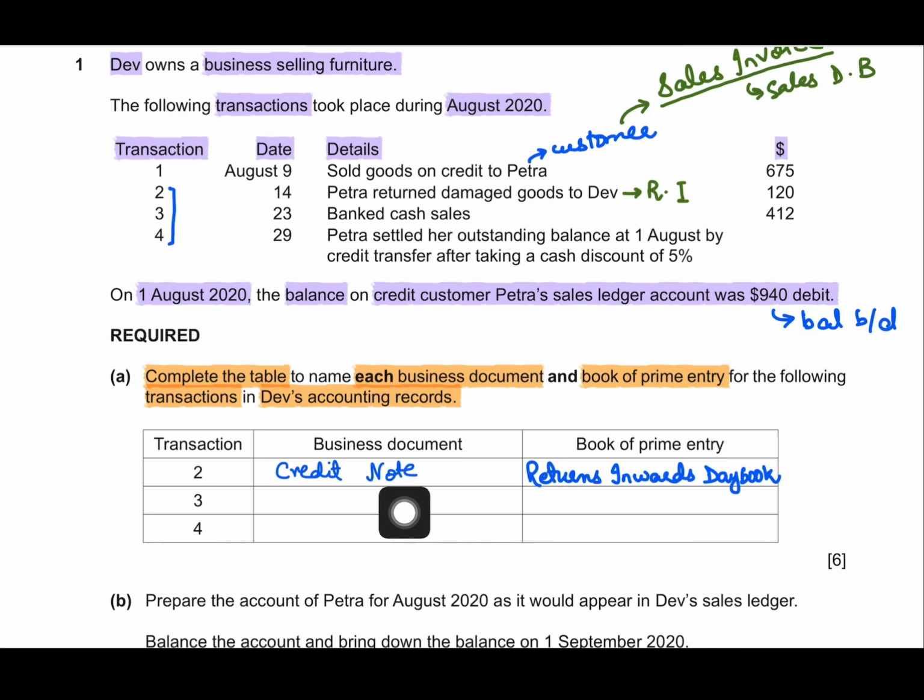So therefore, Dave will be issuing a credit note for these returns inwards by Petra. So let's move to the third transaction happening on August 23rd. It says banked cash sales amounting to $412. So there were some cash sales and now Dave wants to put this cash in his bank account. So what document should he be using to record the putting of cash in his bank account?